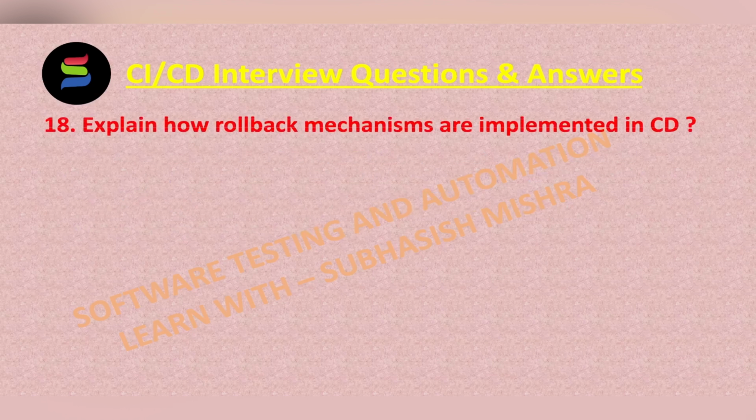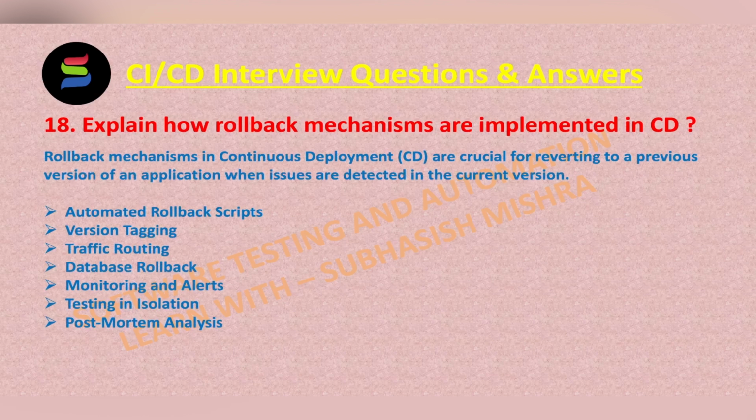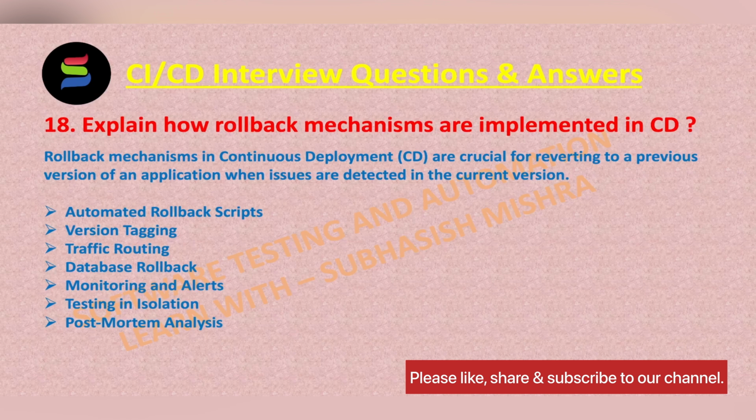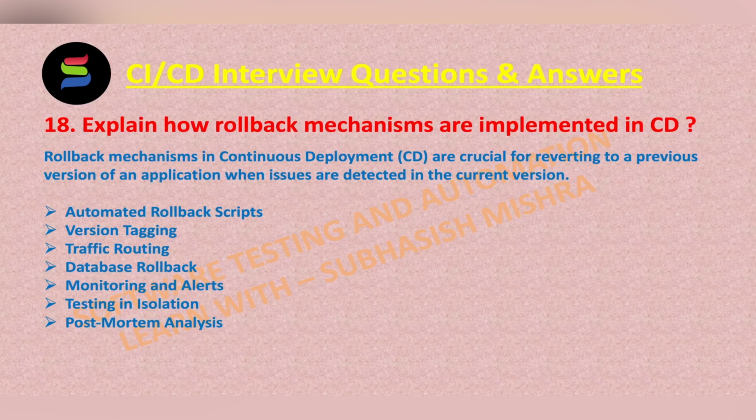We'll move to the next question. Explain how rollback mechanisms are implemented in CD. Rollback mechanisms in continuous deployment are crucial for reverting to a previous version of an application when issues are detected in the current version. There are a few rollback mechanisms like automated rollback script, version tagging, traffic routing, database rollback, monitoring and alerts, testing in isolation, and post-mortem analysis. So, we will see what this automated rollback script is.